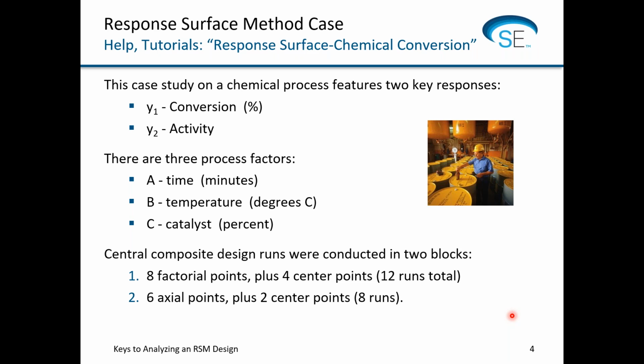There are three process factors: time, temperature, and catalyst, and they have been put together in a central composite design. This design was run in 2 blocks. They couldn't get all the runs done in 1 day, so they asked the software to split the runs into 2 blocks.